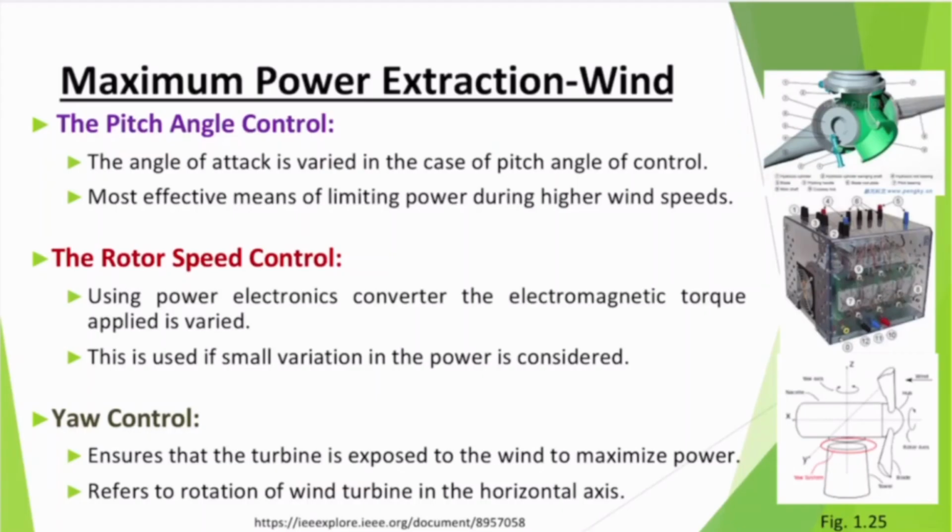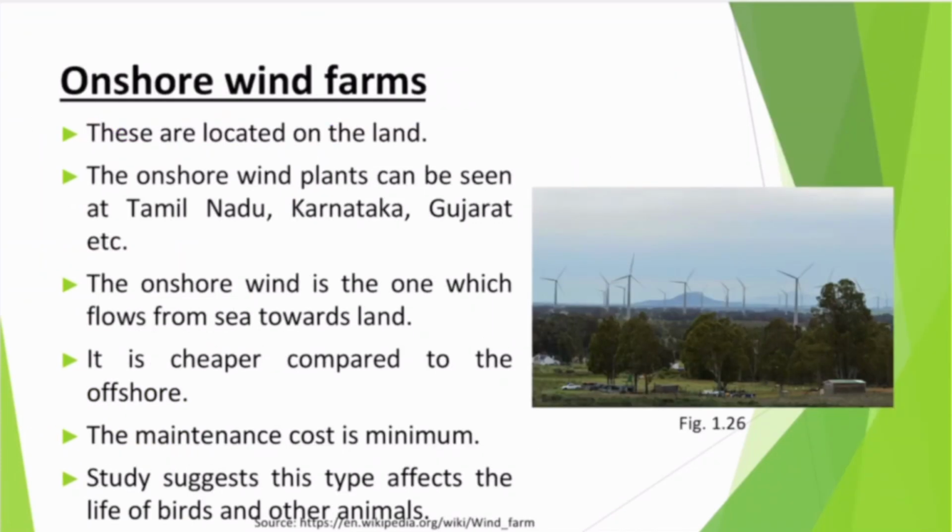Then one more control mechanism is known as rotor speed control. This is used if small variation in the power is considered. So if you consider a small variation in power, that can be managed through rotor speed control. And then you have yaw control. It ensures that the turbine is exposed to the wind for maximum power and refers to rotation of the wind turbine in the horizontal axis.